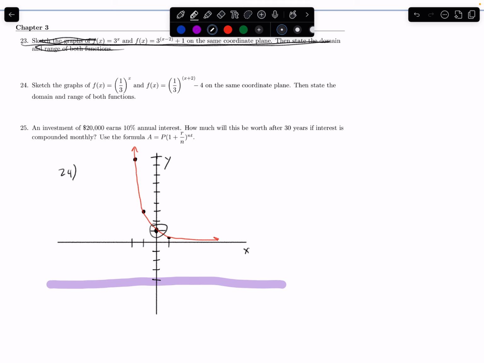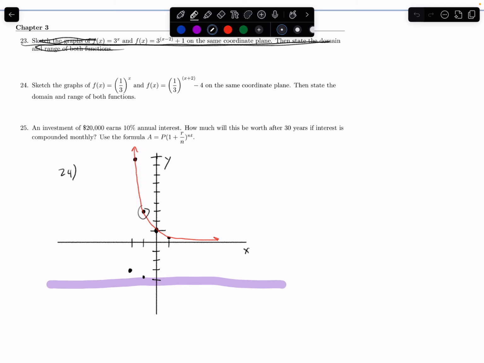So this point right here is going to move to the left by 2 and down by 4. So 1, 2 here, and then down by 4 puts it at -3 right there. Okay, so this is my new starting position. This guy, same thing, right? It's going to go left by 2, down by 4. It's going to put it right here, right above the line -4.